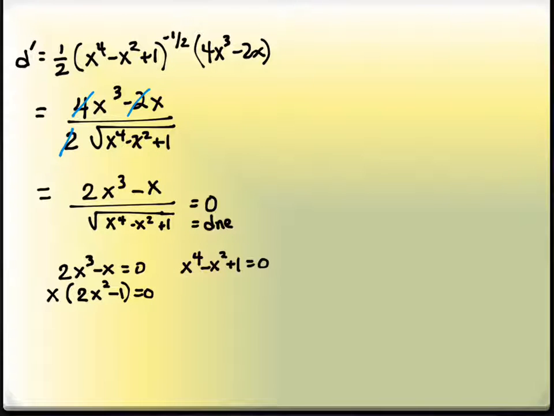Now what? Each piece is equal to 0. The first one is x equals 0. The second one is 2x squared minus 1 equals 0. So let's do the second piece. I'm going to add 1 and divide by 2, right? So this is x squared equals 1 half. And then take the square root.